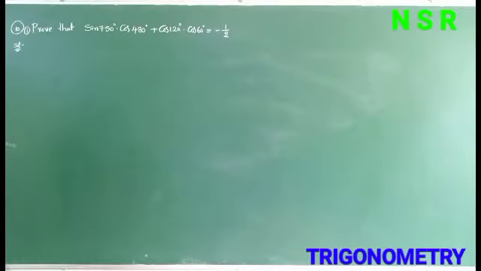So next, question number 10, first bit: prove that sin 750 into cos 480 plus cos 120 into cos 60 is equal to minus 1 by 2.